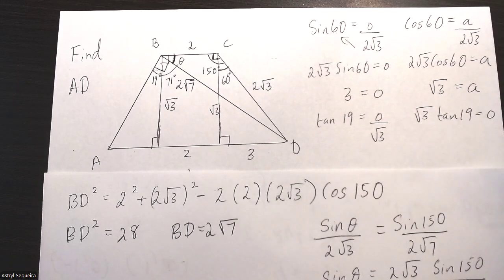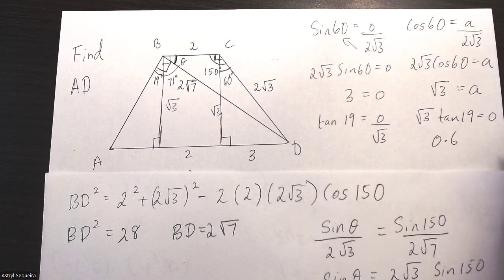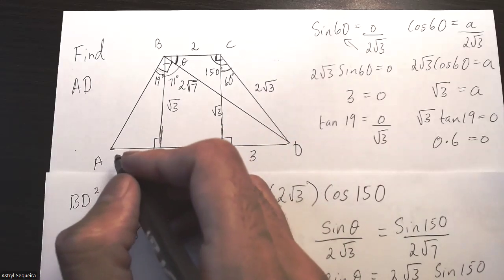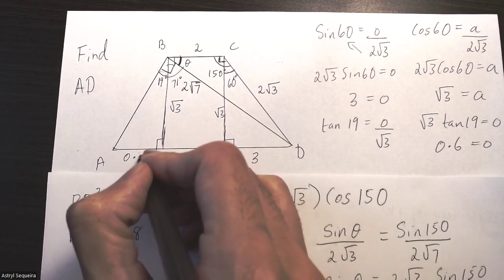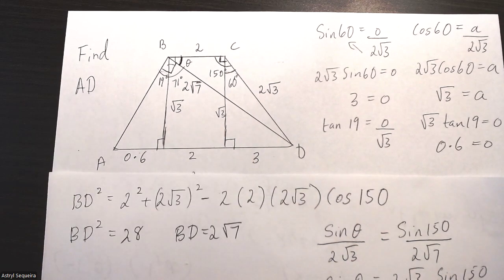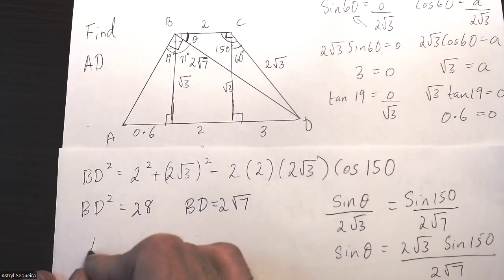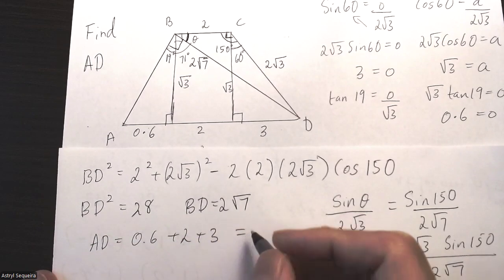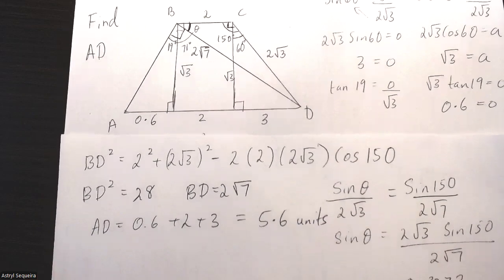Let's put that in my calculator. And I get 0.6 approximately equals the opposite, which means this side here is 0.6. Means my final solution for AD is just 0.6 plus 2 plus 3, which is just 5.6 units.